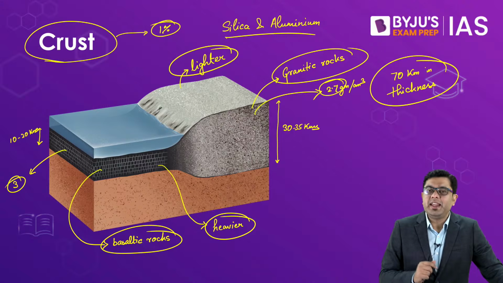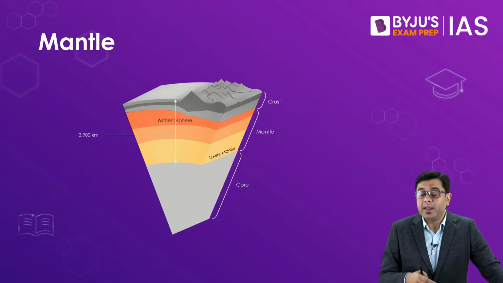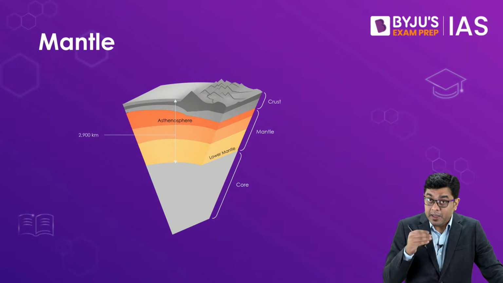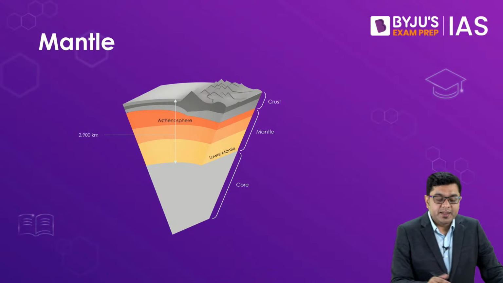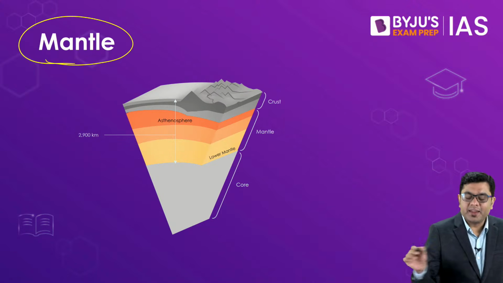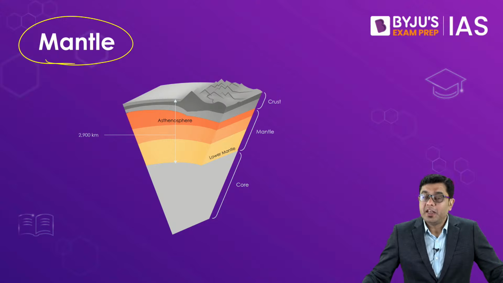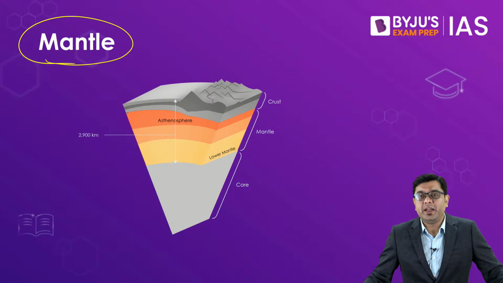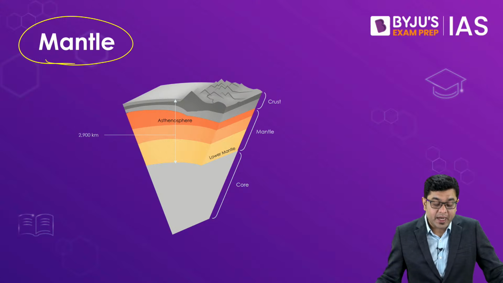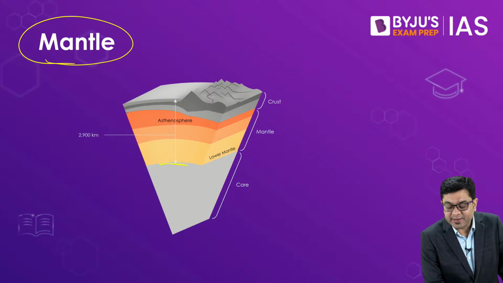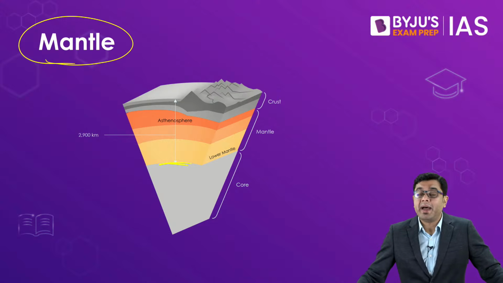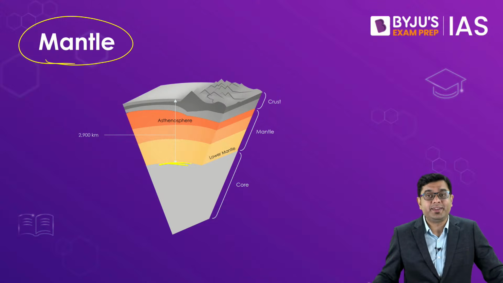Then, when we take a look at the other layer in the interior, just beneath the crust, that is the layer which we refer to as mantle. Now, mantle is a very thick layer which extends up to a depth of around 2900 kilometers. That is the extent up to which mantle actually exists.